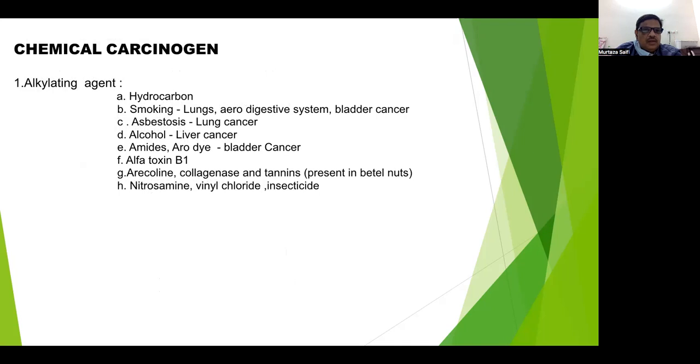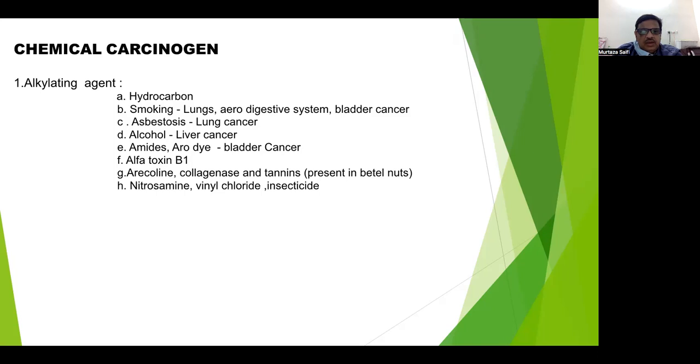There are multiple chemical carcinogens which also cause carcinoma, like alkylating agents and hydrocarbons. Smoking is related with various diseases of various organs, like lung cancer, aerodigestive system cancer, and also carcinoma of the bladder. Asbestosis is also related to lung cancer. Alcohol is related to liver cancer.